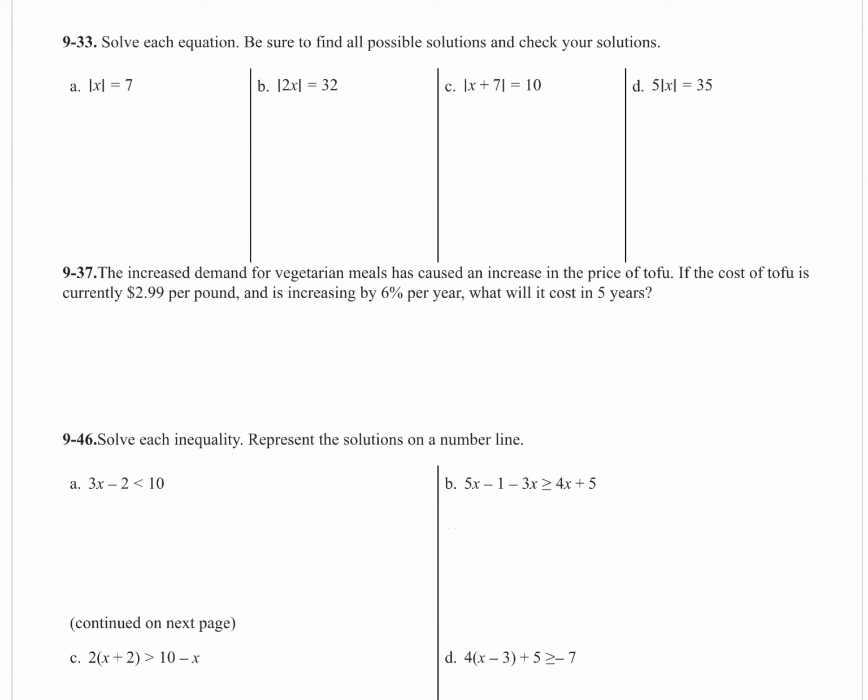9-33. Absolute value equation. So I'll do B and C. Step 1. Make 2 equations. Take everything inside the absolute value, 2x in this case, and set it equal to 32. Then you take 2x and set it equal to -32. Alright? Make your 2 equations and then solve them both. x is 16 or x is -16.